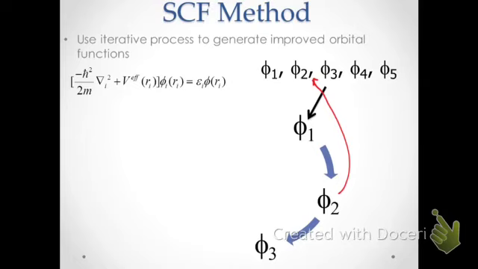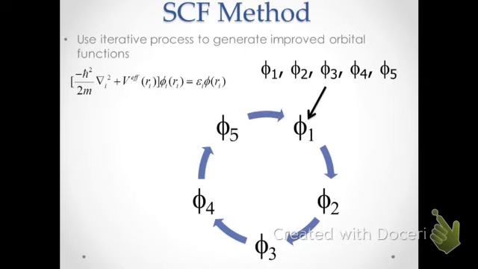And then we'll do a calculation for orbital 3, where we'll use orbitals 1, 2, 4, and 5 to calculate the smeared out charge distribution and the repulsion associated with it to get an improved version of orbital 3, which we then put back into our database, calculate an improved version of orbital 4, which we put back in our database to calculate an improved version of orbital 5. And then what we're going to do is start over.